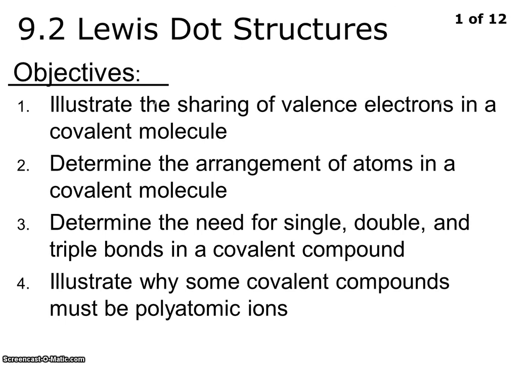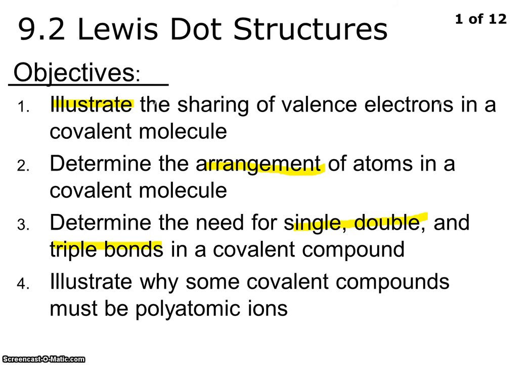In this video we're going to talk about how to make Lewis dot structures for a simple molecule. We're going to talk about how you can illustrate that electrons are being shared in a covalent molecule. You can determine how the atoms are arranged in the molecule, and you can determine whether single, double, or triple bonds are going to be needed.